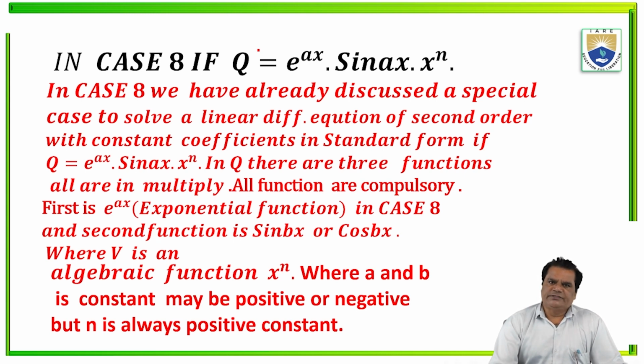First is the exponential function e to the power ax, and the second function is sin bx or cos bx, where b is a number, and the last third function is an algebraic function x to the power n. First function is exponential, second function is trigonometrical, but in the trigonometrical function there are only two options, sin bx or cos bx, where a and b are constants, may be positive or negative, but n is always a positive constant.